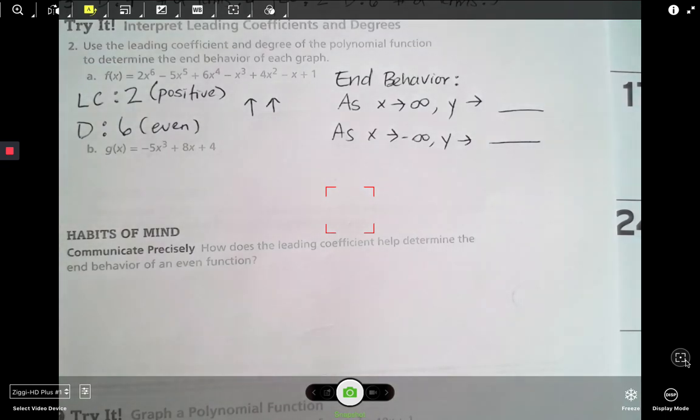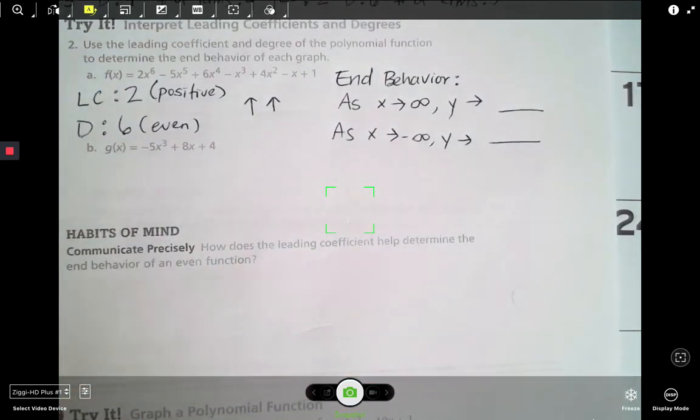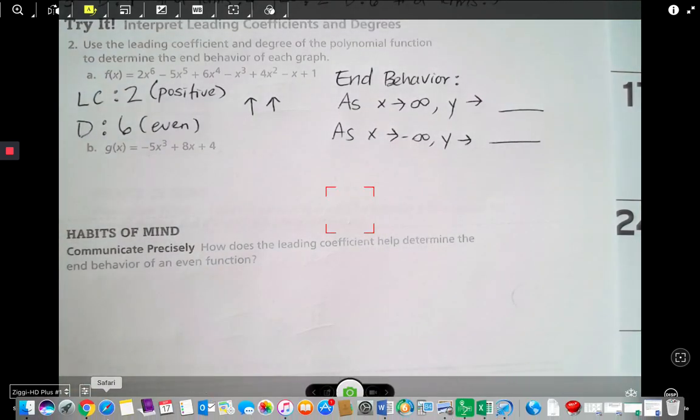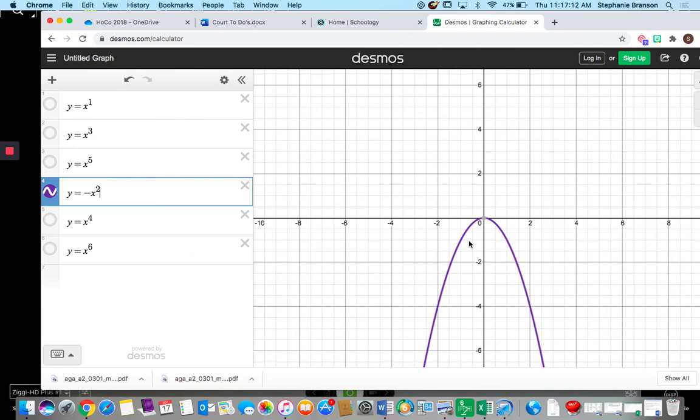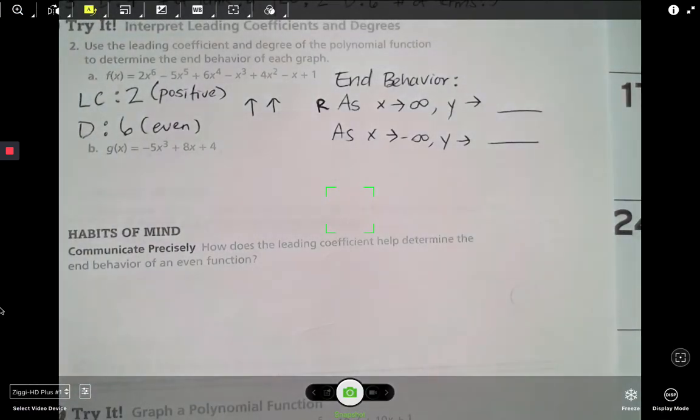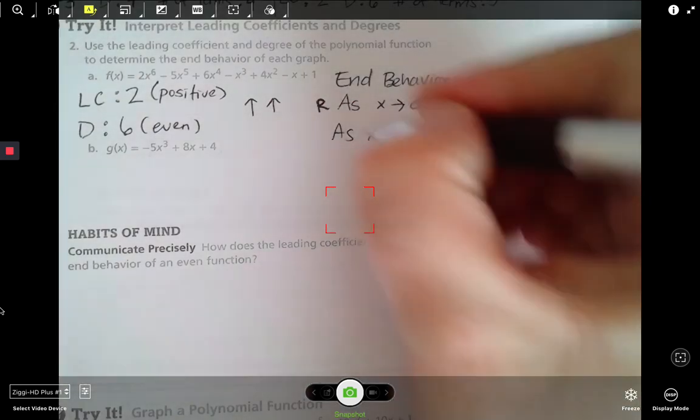Well, what does that really mean? Let's think about this. As x is approaching infinity, what side of my graph is that? Is that the left side or the right side? Where are my x values getting bigger? On the right. So this is the right side, correct? The right side of my graph. So that means as x approaches negative infinity is going to be the left side of my graph.